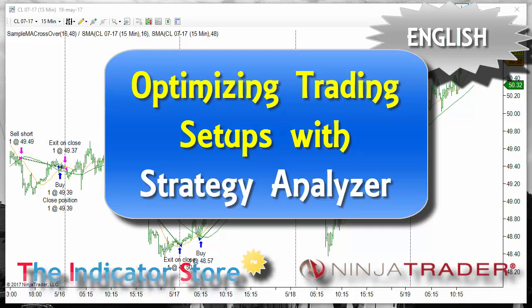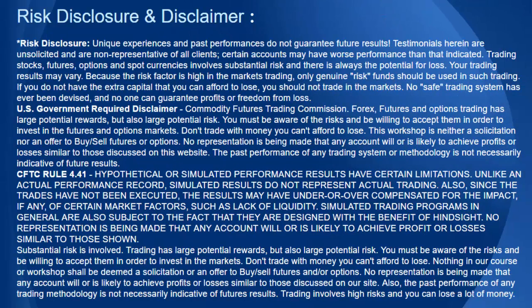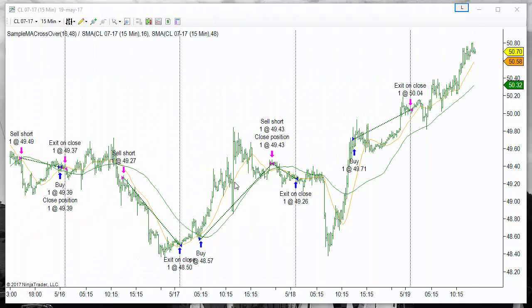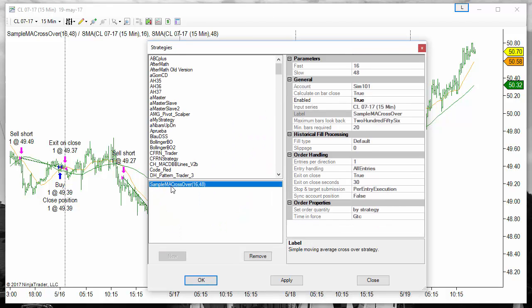Hello, good morning everyone. Today we are going to review some of the tools that we have available on NinjaTrader to test our trading setups. Let's say that we are trading a very easy setup like this one, where we use a fast moving average and a slow moving average. This is included on NinjaTrader. This is the sample MA crossover. It only has two input parameters, the slow and the fast periods for the moving average.